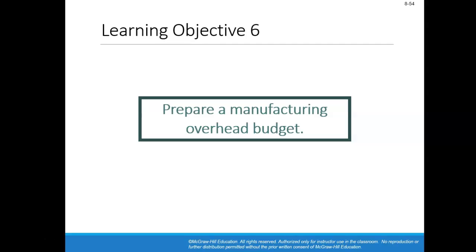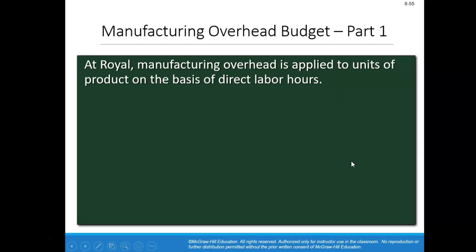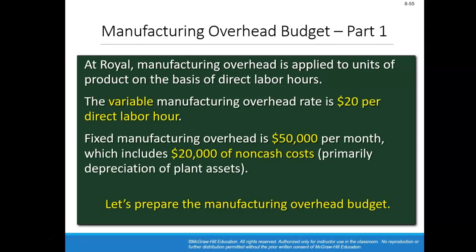Okay? So when you think about your production costs, you have those three components, right? Direct material, we covered that. Direct labor, we covered that. What's next? Yes, you got it. Manufacturing overhead is going to be next. Okay? So let's look to see how we're going to assign overhead costs for this company.